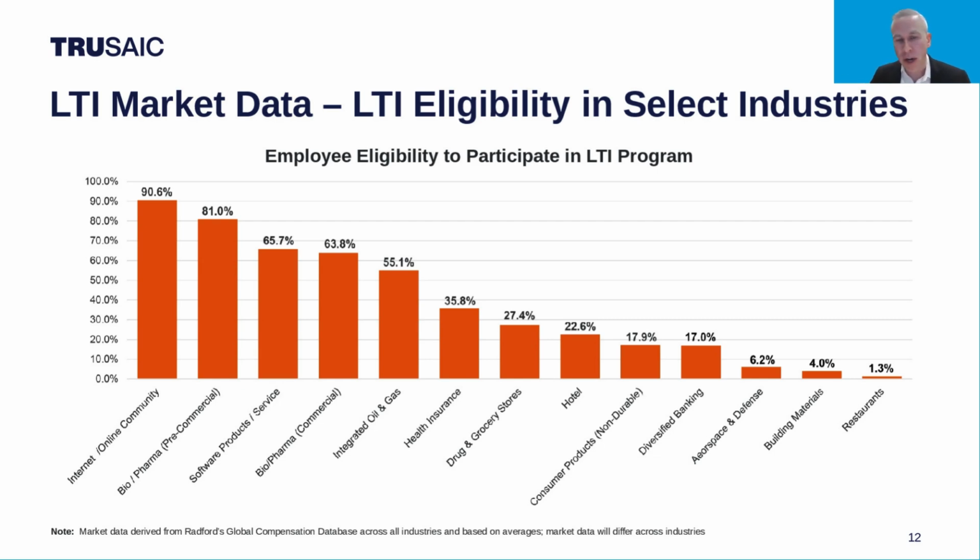Move to the other end of the spectrum: aerospace and defense, building materials, and restaurants. Generally, you have very high headcounts with respect to a lot of the companies in those industries. In addition, you do have generally a high number of hourly employees that generally do not participate in the program. And so when you look at the number of employees that participate relative to those headcounts, it's a pretty small number. So again, the key takeaway is focus on the eligibility within your specific industry.